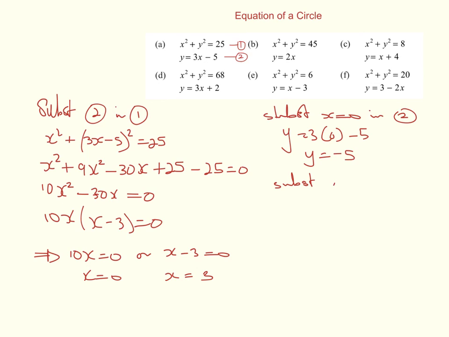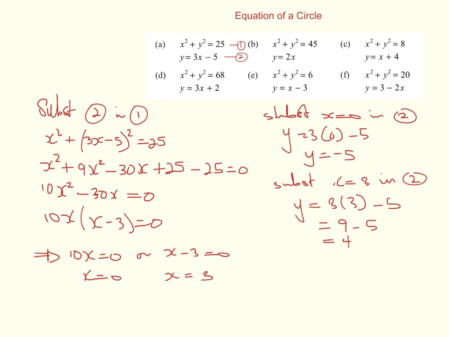Substitute x is equal to 3 this time in the same equation. Doesn't matter which one you use. You can use equation 1 or 2, but I like using 2. It's easier. Y is already the subject there. So that gives us y is equal to 3 times 3 this time, minus 5. So that's going to be minus 5 there. That gives us 9 minus 5, which gives us 4.